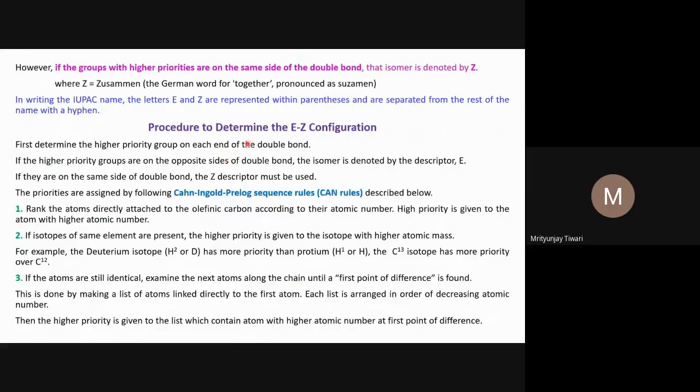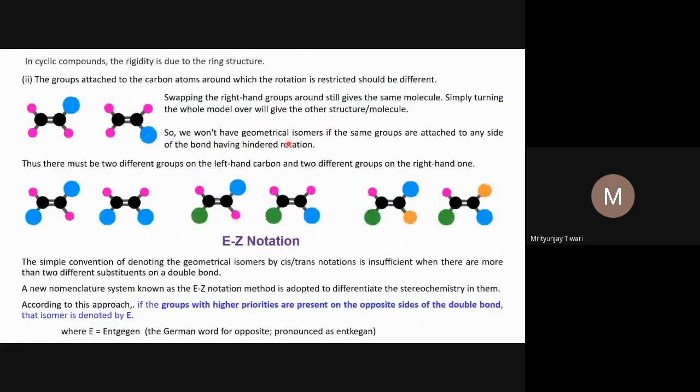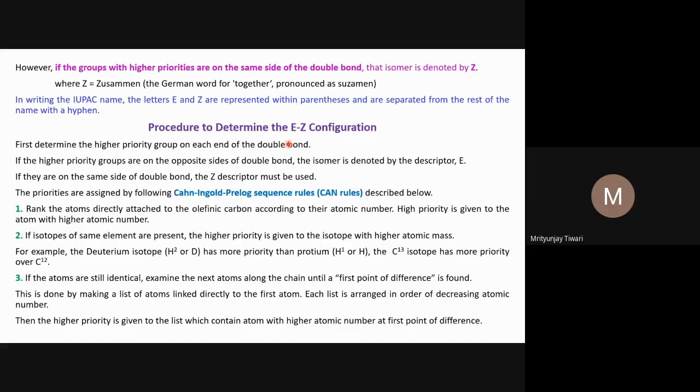Now let's see the procedure to determine the higher priority groups and the lower priority groups. How will you determine which group has higher priority and which has lower priority? I have said that if the bulkier group is there, usually it gets higher priority, but that doesn't necessarily hold true in all cases. There are certain rules that we have to follow, called the Cahn-Ingold-Prelog sequence rule, or CIP rule, which we'll study later.